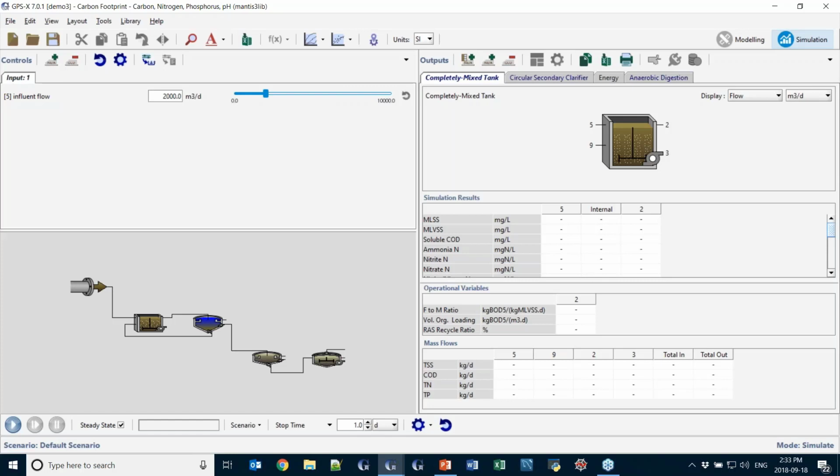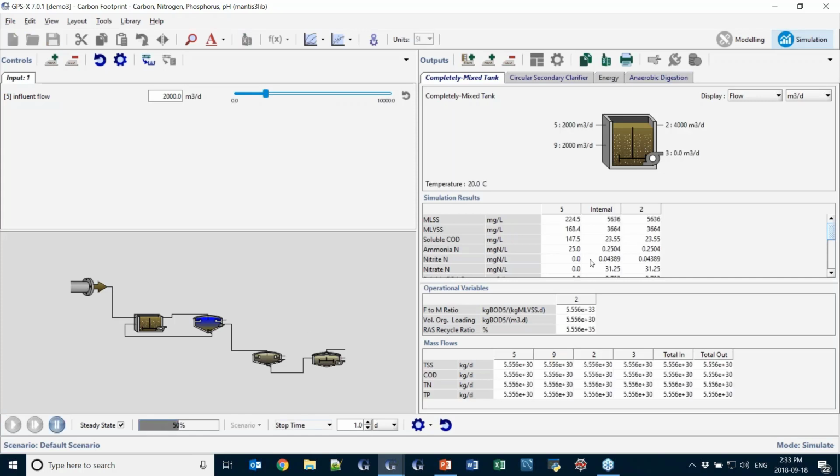So now the actual thing that I was just talking about in terms of digester energy recovery, it is available actually in all of our libraries. Like, it's available in Mantis 2 and in Mantis 3 as well. So I had just happened to be using Mantis 3 for this demonstration. Right, so let's just run a steady state solution to that model.